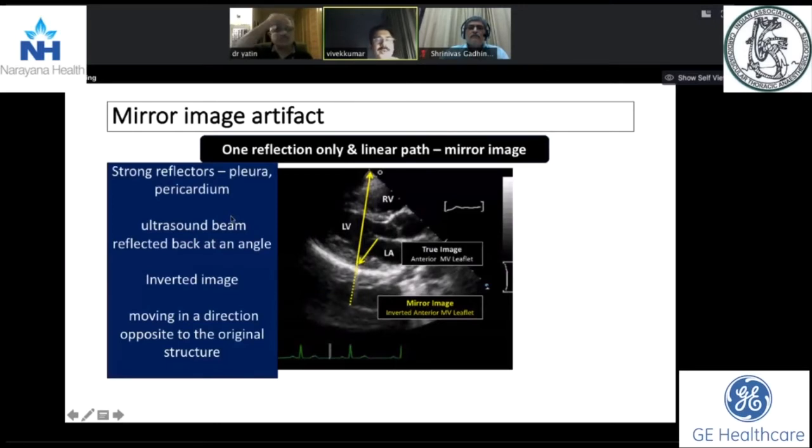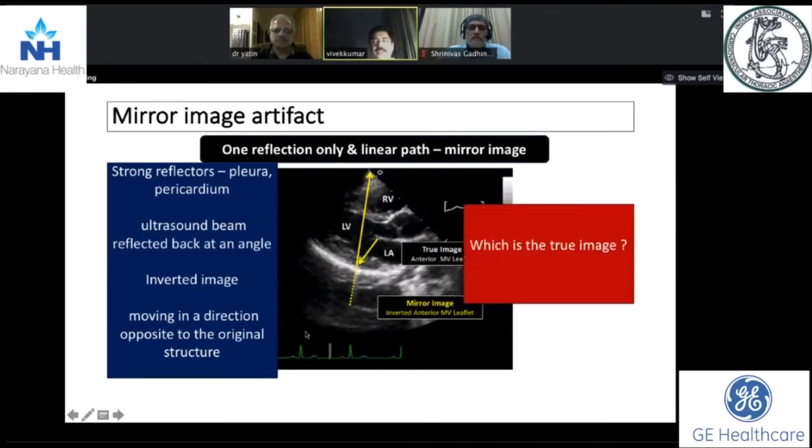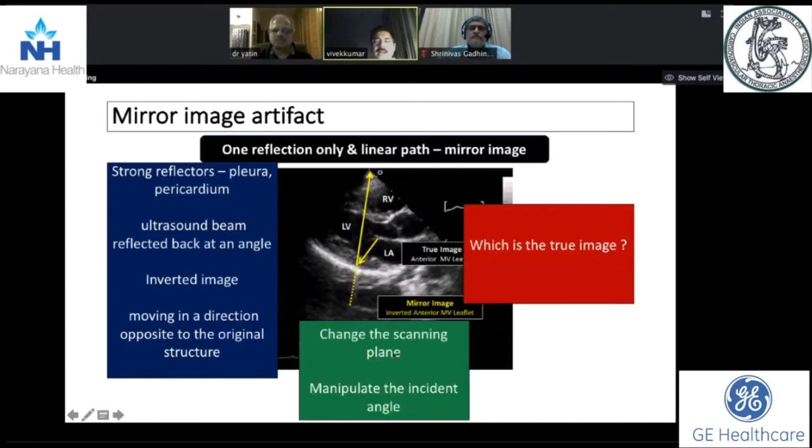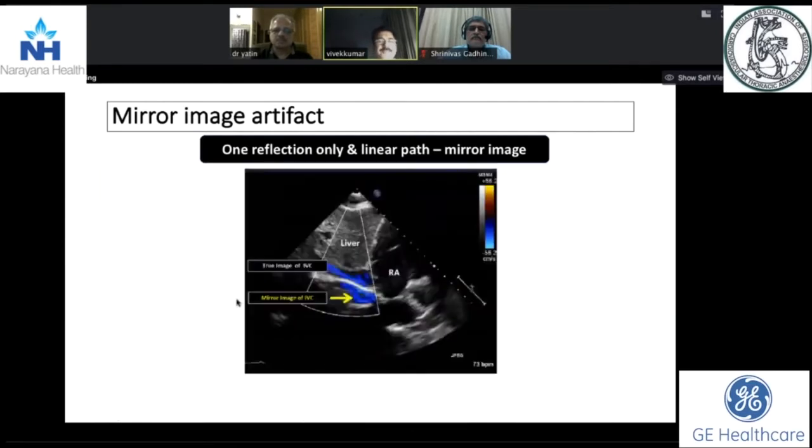We should know the strong reflectors: the pleura and the pericardium. Be very careful. The ultrasound beam is reflected back at an angle and produces an inverted image. More importantly, the inverted image moves in a direction opposite to the original structure. So the question is, which is the true image? It's easy to make out. The true image is much nearer and much clearer. The resolution is again very simple: change your scanning plane and manipulate the incident angle.